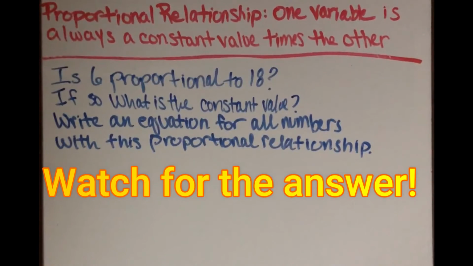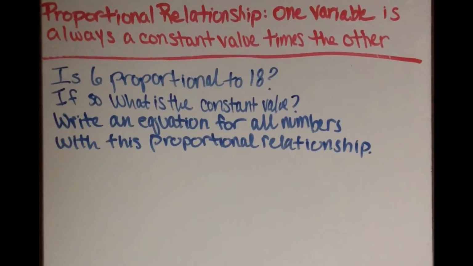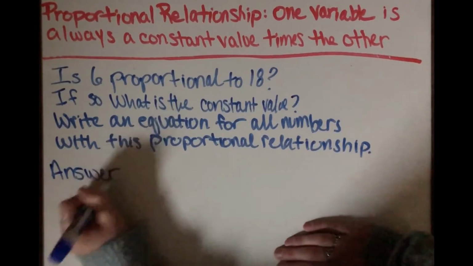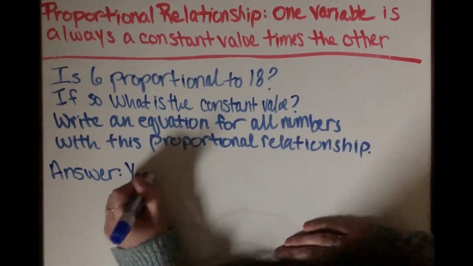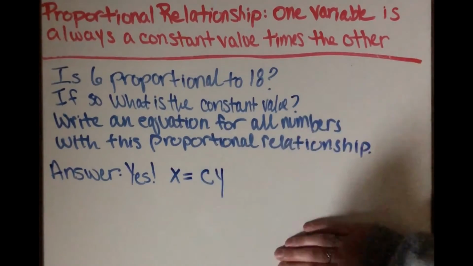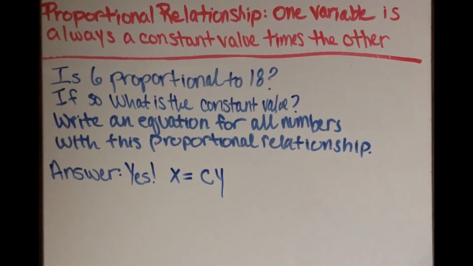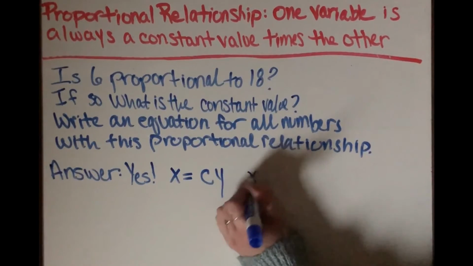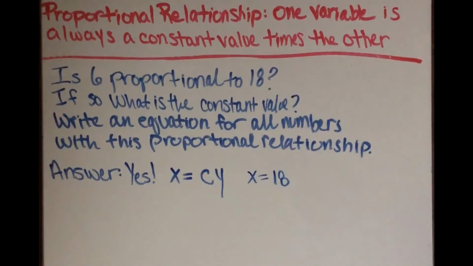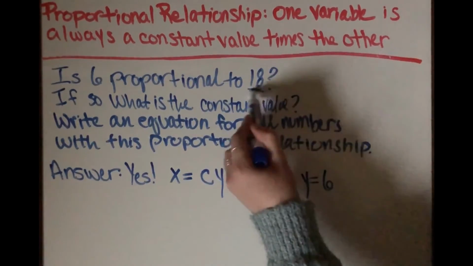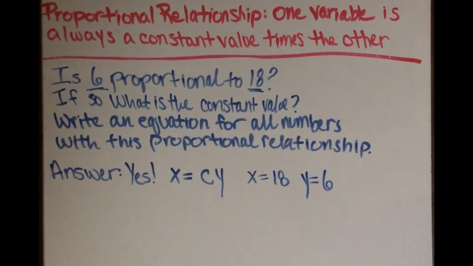Okay, so the answer is yes, 6 is proportional to 18. How do we know this? Well, let's look at our equation that we wrote before. All right, so we have x equals cy. Now, like I said before, it's easier to assign the larger value to x. So we'll say x equals 18, and thus y equals 6, right? Because we have our one variable and two variable, and we're trying to find the relationship between them.